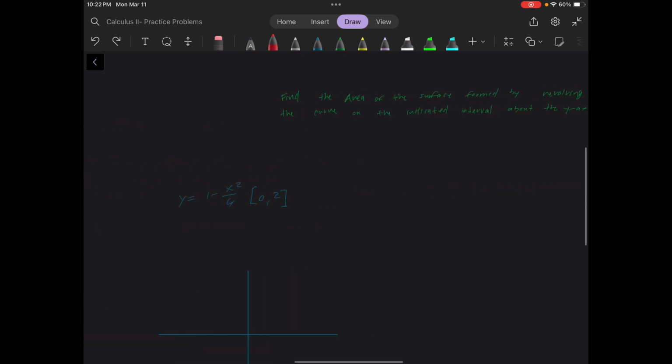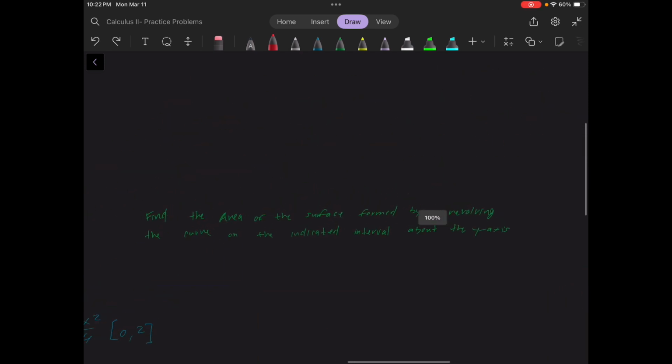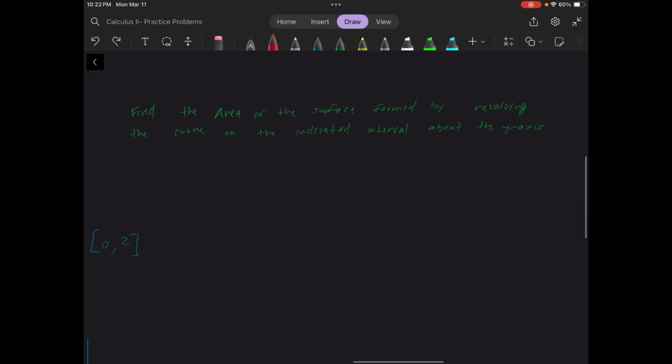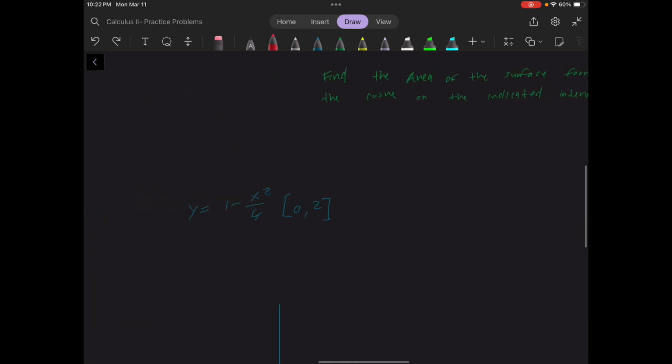But what if we were to take some function, this function, and revolve it around the y-axis? It says find the area of the surface formed by revolution over the indicated interval about the y-axis. So can we draw this interval? Let's see. The y-intercept is 1, and it's an x, a 1/4 x squared that's going downwards. So that tells me that at x equals 2, right, if you plug in 2, you get 1 minus 2 squared over 4, which is 0.